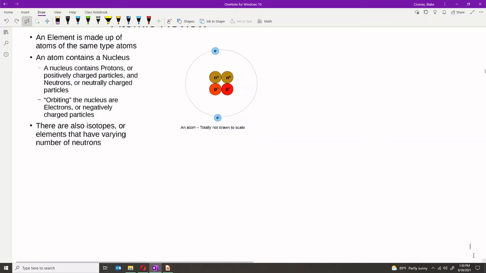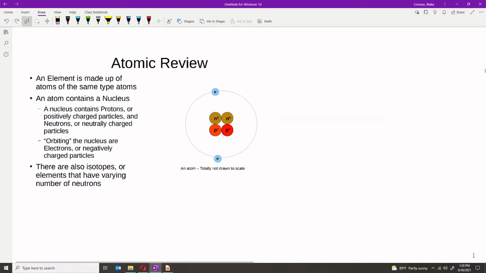A little bit of review here. I talked a little bit about it, but now I'm going to review the atom. Remember, an element is like from the periodic table: hydrogen, helium, things like that. In this case, this thing over here is helium. An element is composed of atoms all of the same type. What are atoms? The smallest unit, more or less, of that element.